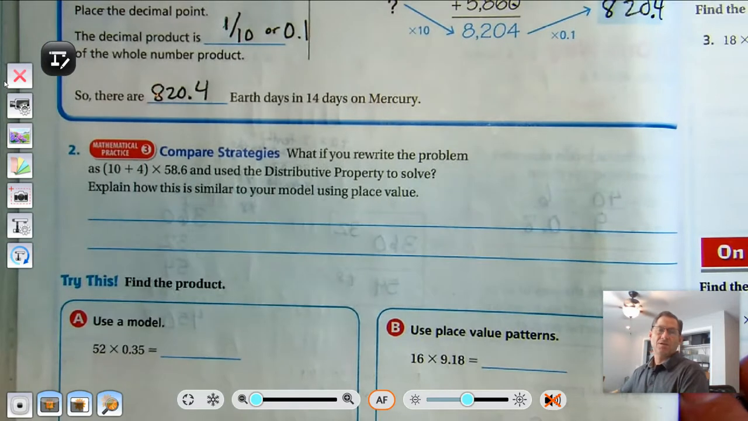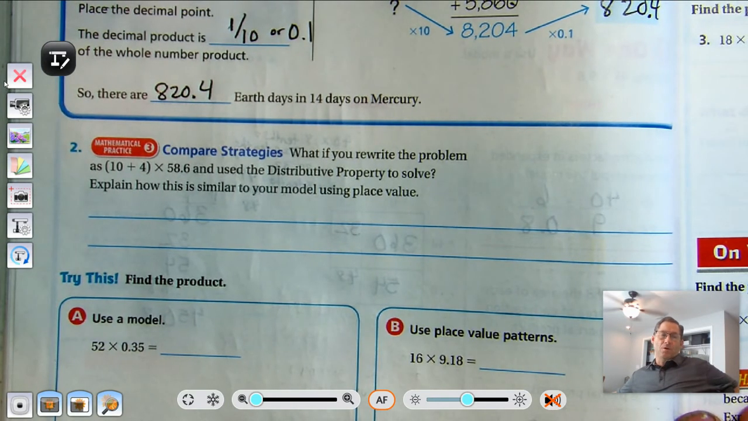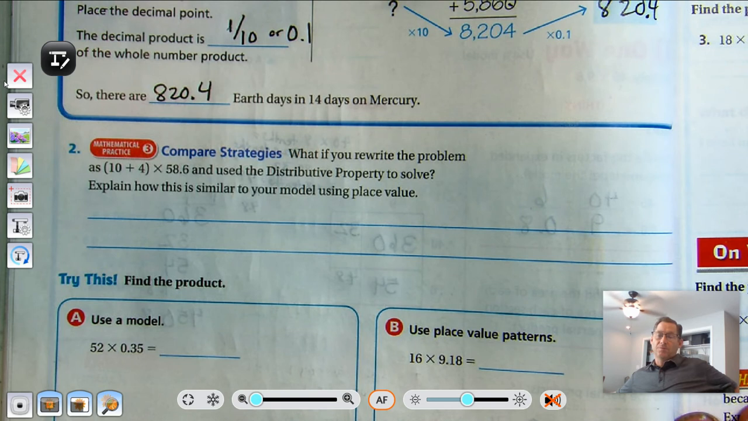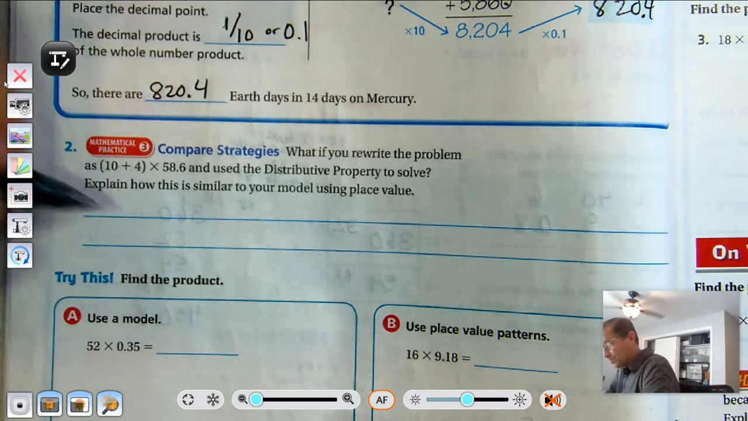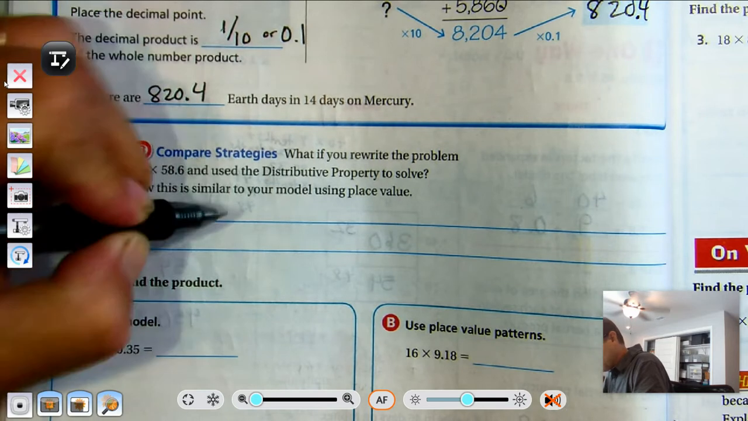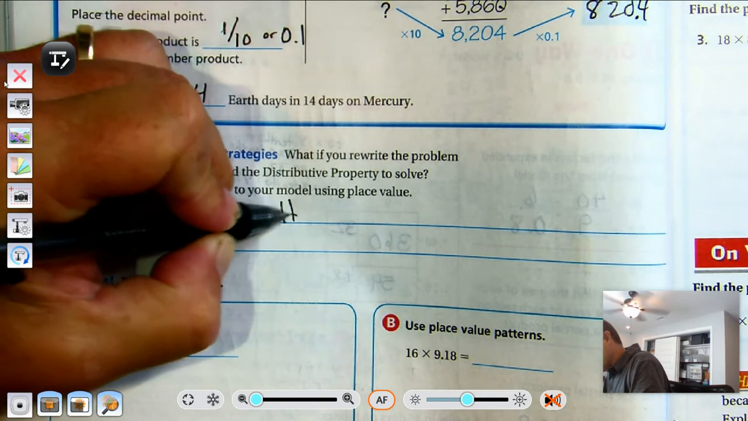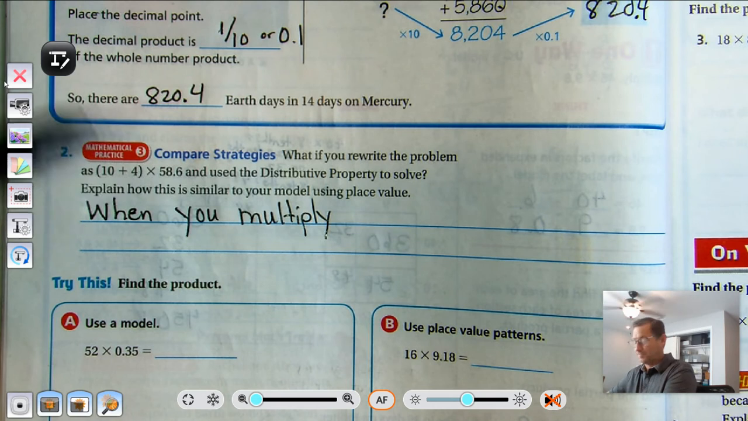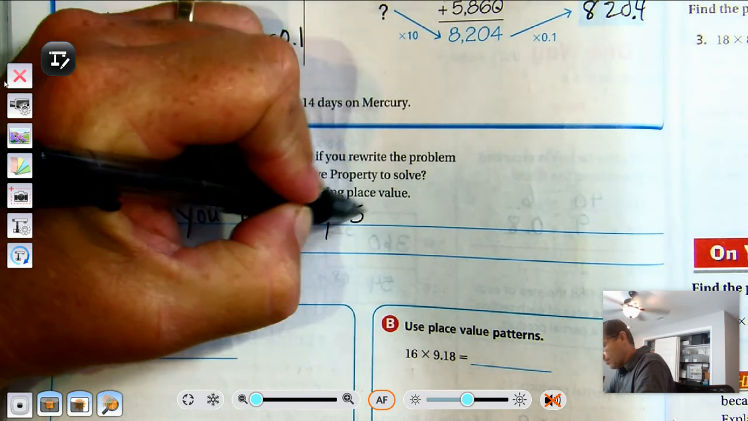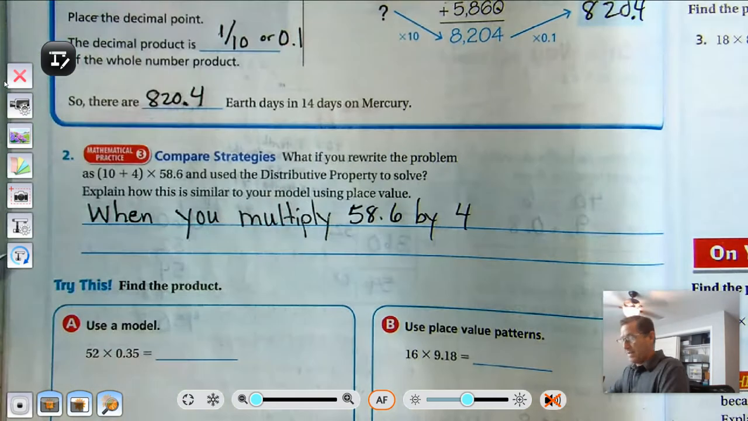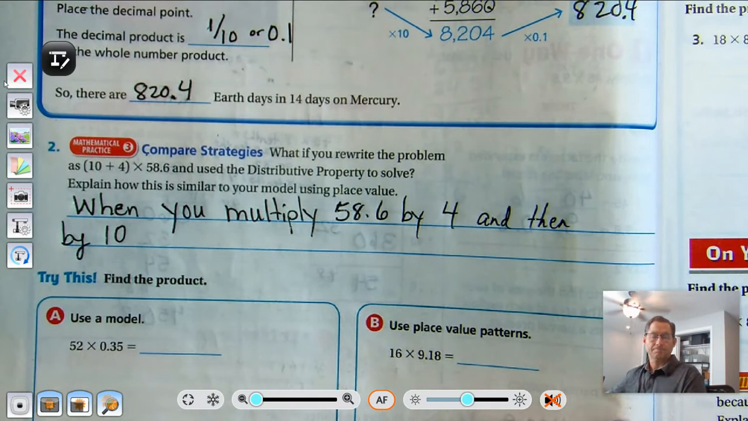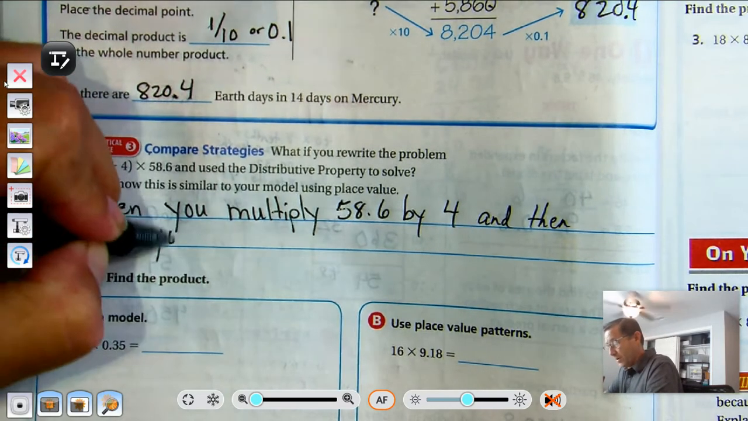All right, number 2. So what if you rewrite the problem as 10 plus 4 times 58 and 6 tenths and use the distributive property to solve? Explain how this is similar to your model using place value. Well, okay, when we multiply 58 and 6 tenths by 4, and then by 10, we're going to get the partial products.